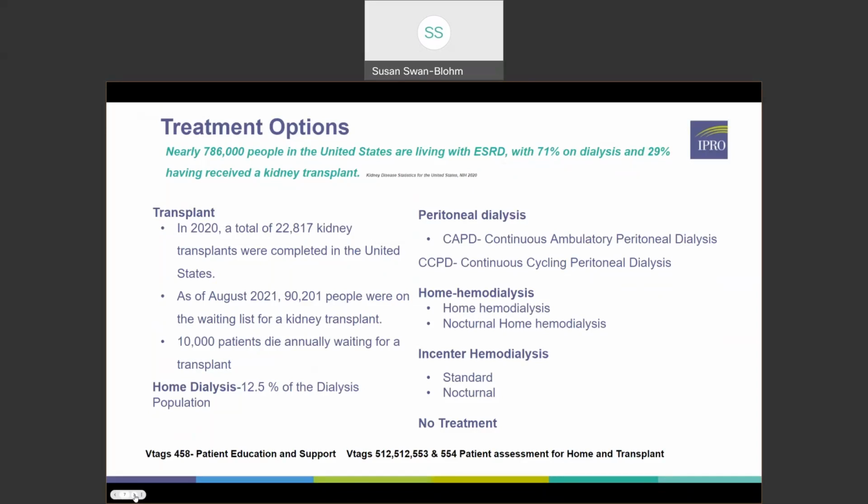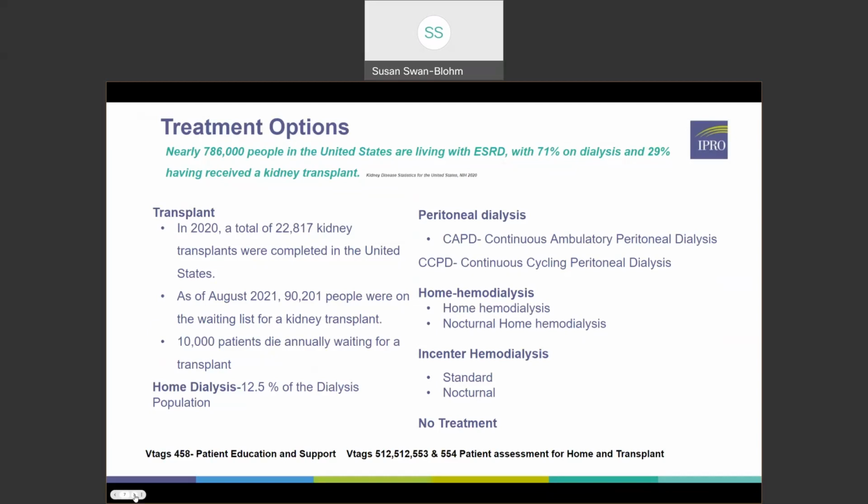In certain situations, a patient may choose not to undergo treatment. The patient and their family members must be thoroughly educated on the risks and ultimate consequences when making this decision.